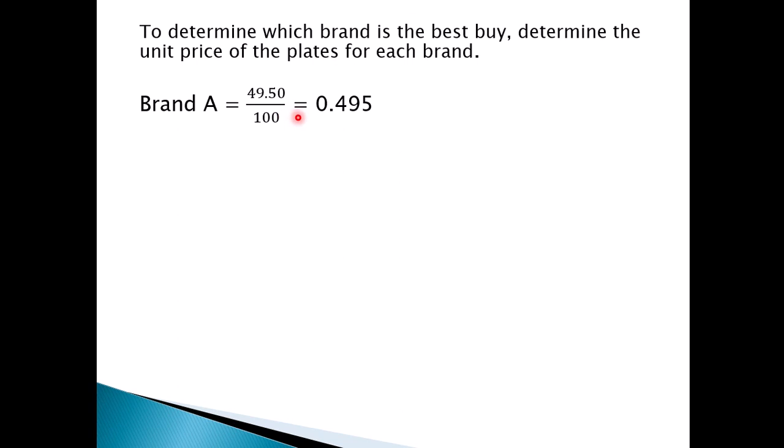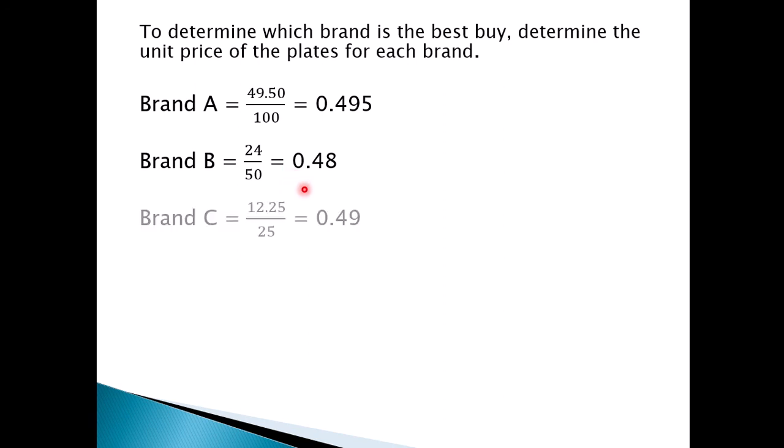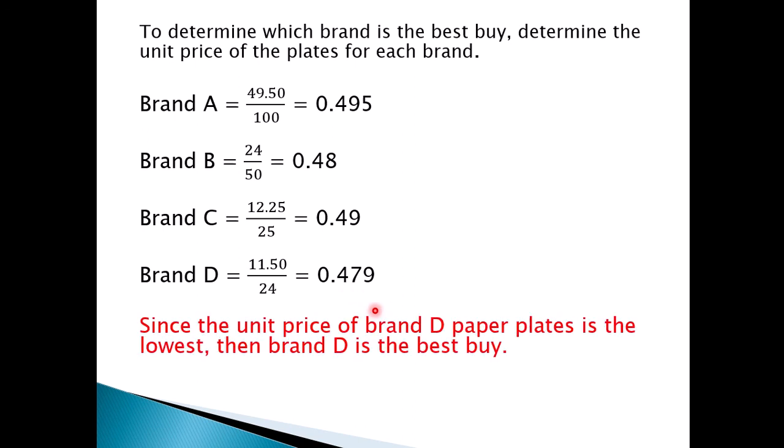So 49.50 over 100, that's going to be 0.495. For brand B, that's 24 over 50. So that's going to be 0.48. For brand C, 12.25 over 25, that's going to be 0.49. And for brand D, 11.50 divided by 24, that's going to be 0.479. So which do you think is the best buy here? Since the unit price of brand D paper plates is the lowest, then brand D is the best buy.